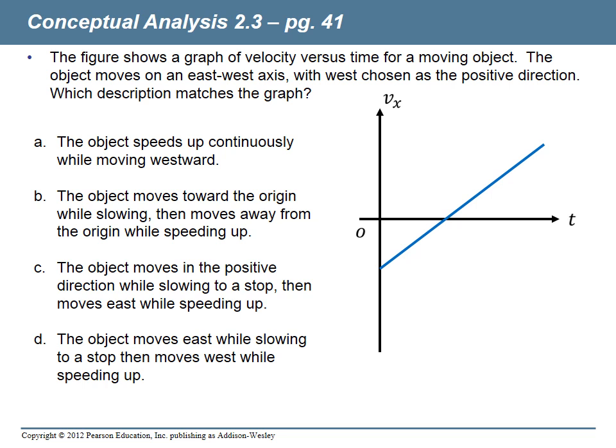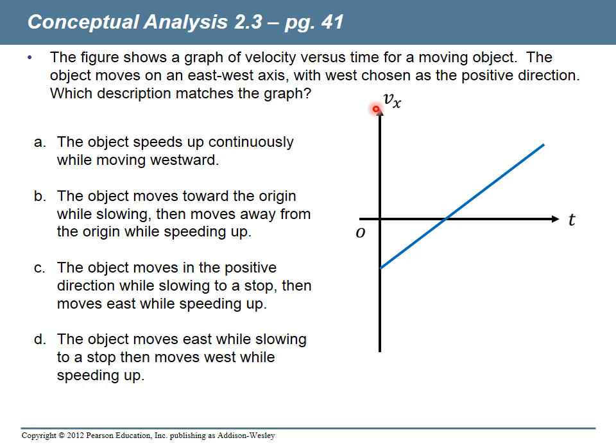Conceptual analysis 2.3 from page 41. Let's run over this one. This figure shows a graph of velocity versus time for a moving object. The object moves on an east to west axis, with the west chosen as the positive direction. So west would be positive.